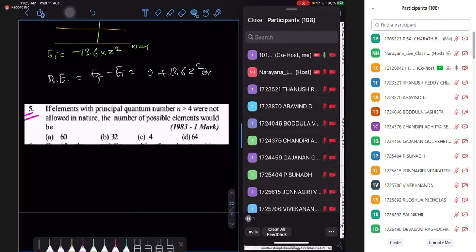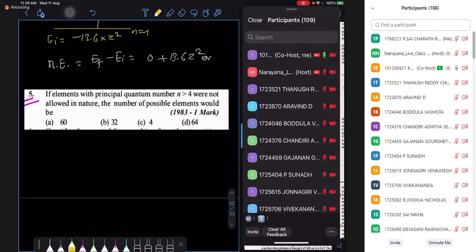Elements differ by the difference in their Z value. So each element has a Z value difference, right? So the Z value is going to differ. What else is different? Only the Z value is different, right?